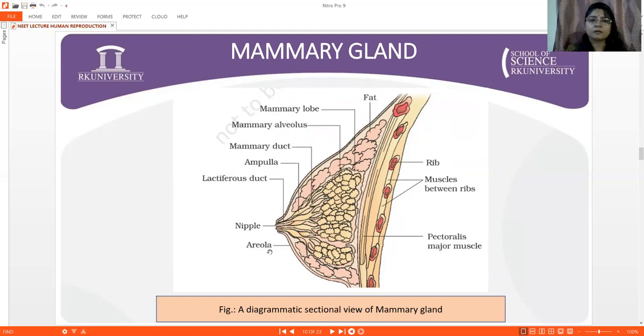When we see the structure, it is the alveola. This here is the alveola. Next to this is the nipple portion. This is a lactiferous duct. We have the lactiferous duct. This is the ampulla. Next to it are the mammary glands. Next to it lies the mammary alveolus. And next to that lie the mammary lobes. This is all surrounded by fat cells. This is the rib portion, and this is the muscle between the ribs. And here lies the pectoralis major muscle. So this gives the information of the mammary glands.